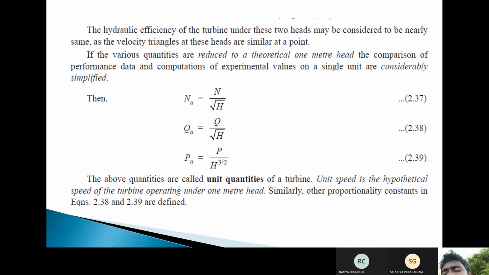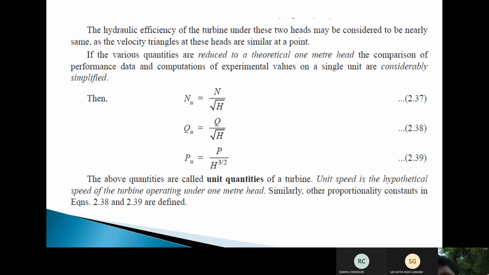Classifications are according to the water flow: impulse and reaction. Next, according to the main direction of flow: tangential flow, radial flow, axial flow, mixed flow. Next, based on the head: high head, medium head, low head. Next, speed: high speed, medium speed, low speed. These are the classifications of the turbines.